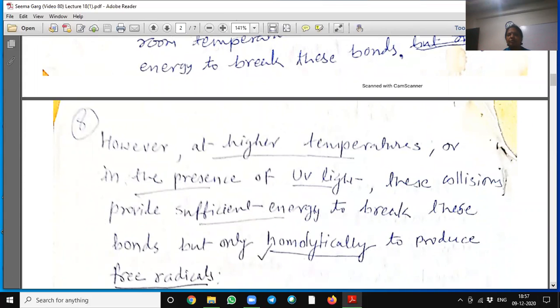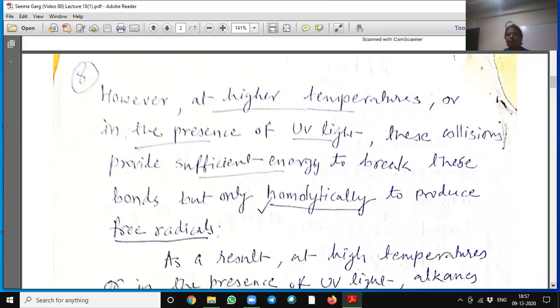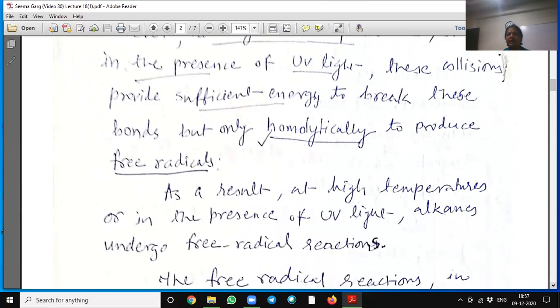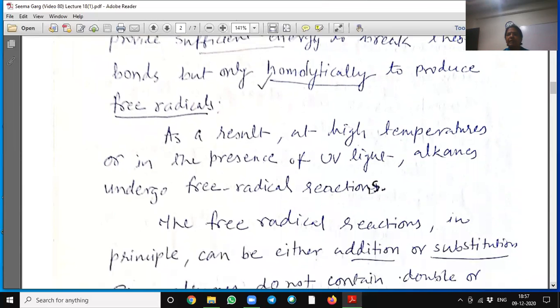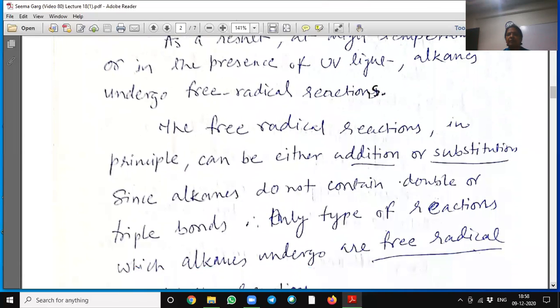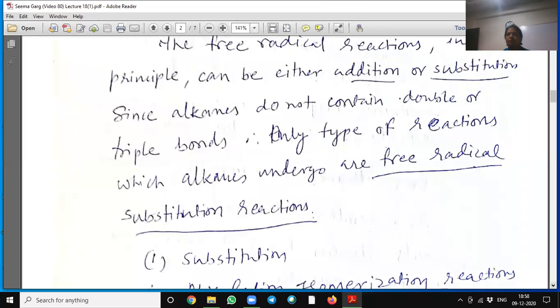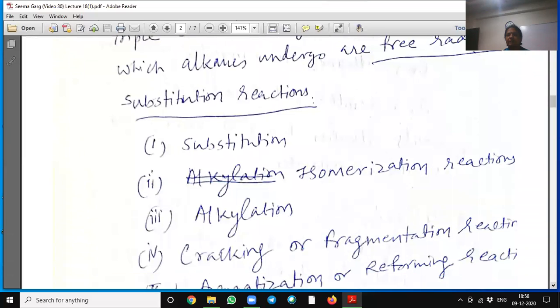However, at higher temperature or in the presence of UV light, these collisions provide sufficient energy to break these bonds, but only homolytically to produce free radicals. As a result, at high temperatures or in the presence of UV light, alkanes undergo free radical reactions. The free radical reactions in principle can be either addition or substitution. Since alkanes do not contain double or triple bonds, the only type of reactions which alkanes undergo are free radical substitution reactions.